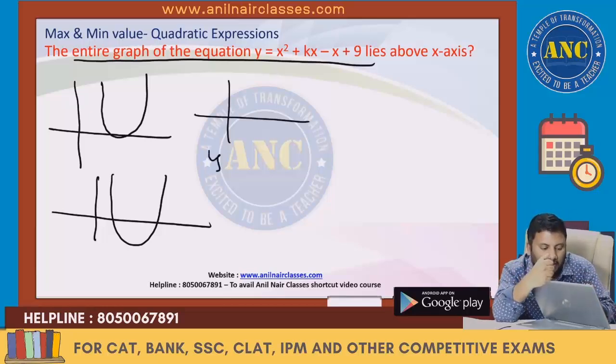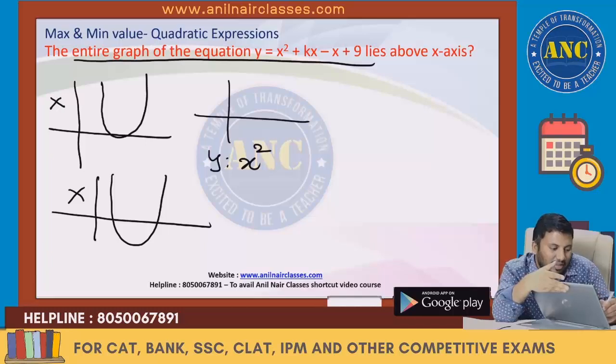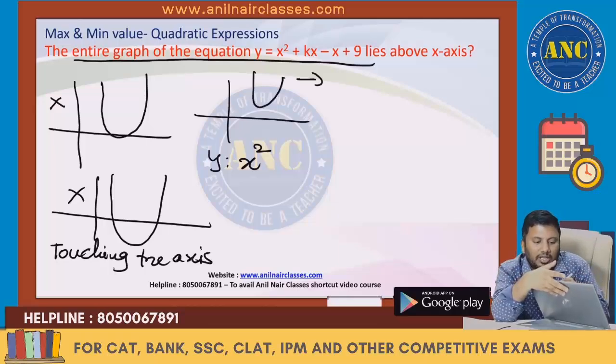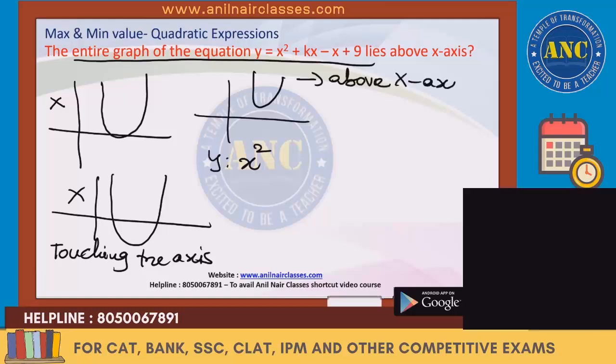So this will be y is x square. This is touching the axis. First two are touching the axis. This is above the axis.